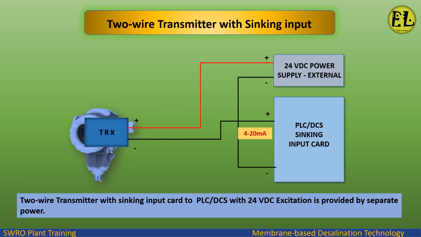Two-wire transmitter with sinking input. In the connection of a two-wire transmitter with a sinking input card to a PLC or DCS, the 24 volt DC excitation is provided by a separate power supply. The circuit connection is as shown.